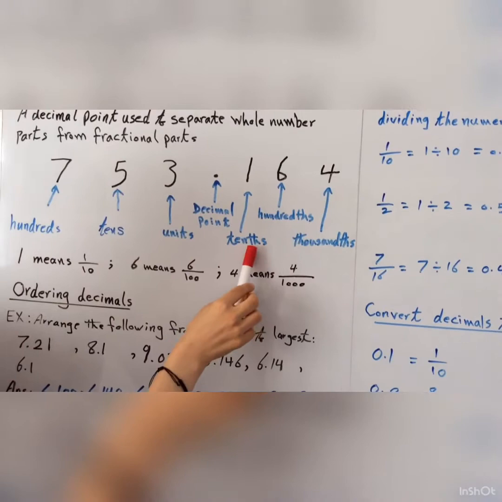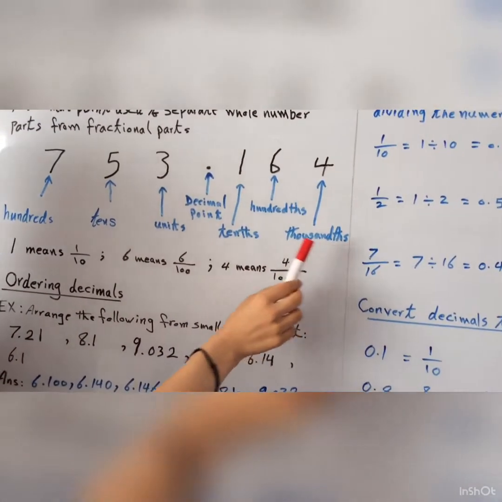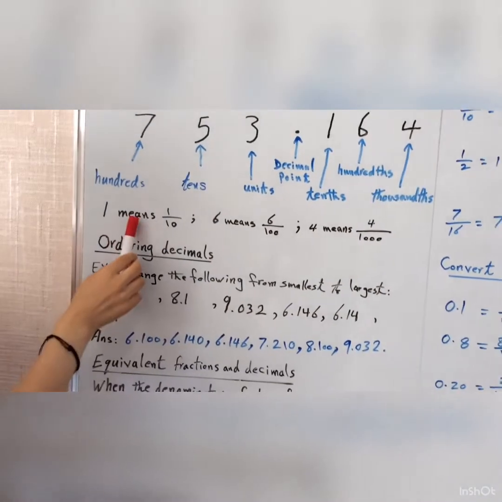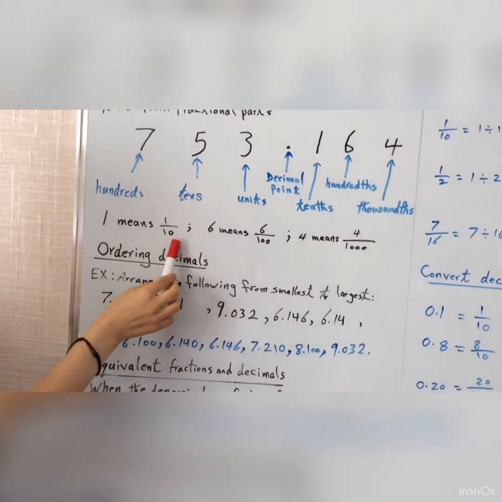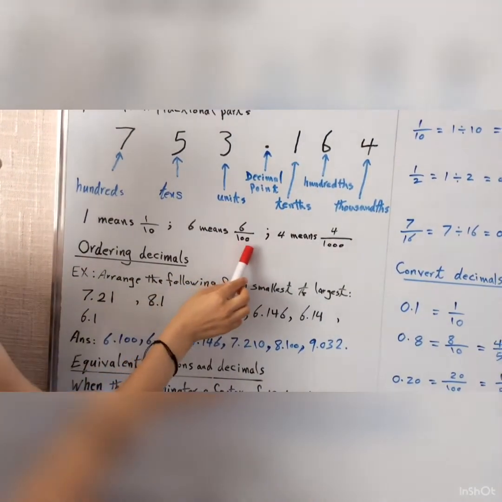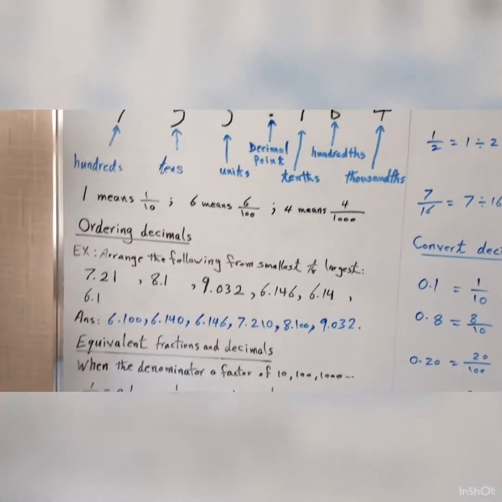So this is called the tenths, this is called the hundredths, and this 4 is called the thousandths. The 1 of the fractional part means 1 over 10. The 6 means 6 over 100, and the 4 means 4 over 1,000.